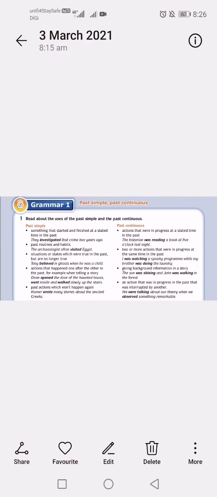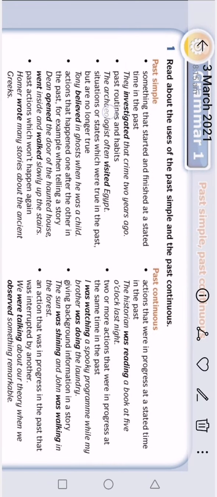This one also has almost the same meaning as the first one. Let's look at the second one. Past routines or habits. The archaeologists often visited Egypt. He used to visit Egypt, but now is he still visiting Egypt? No. Okay, he no longer visits Egypt anymore. So this one we use ed.